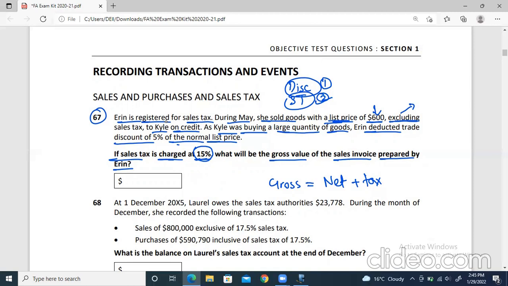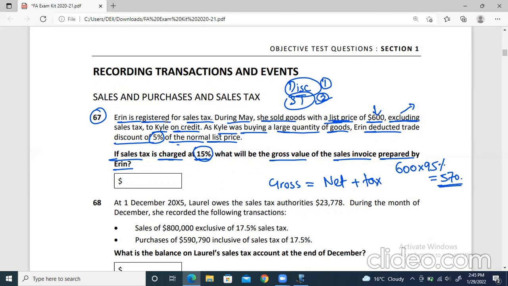Okay. Now, how much is the discount percentage? It's 5%, right? Again, it's a trade discount. So 600 into 95% gives us 570. Now this is the after discount price. On this price, now we have to apply the sales tax. Now this amount is excluding tax, right?